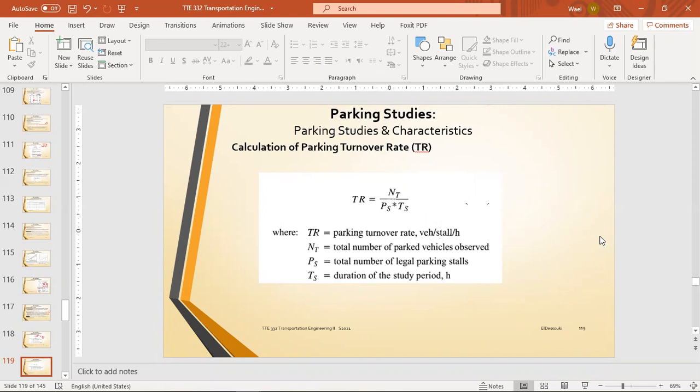So here NT is the total number of parked vehicles observed, PS is the total number of legal parking stalls, and TS is the duration of the study period. So we have the total number of vehicles observed parking, the total number of legally parked stalls, and the time span. This way we can say we have vehicles per stall per hour.